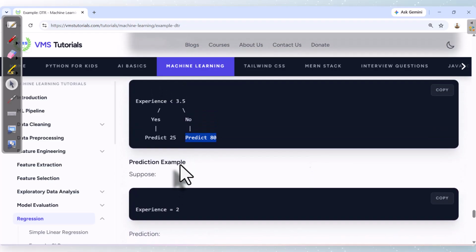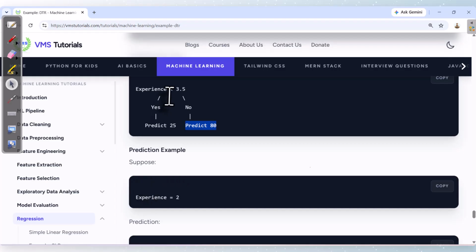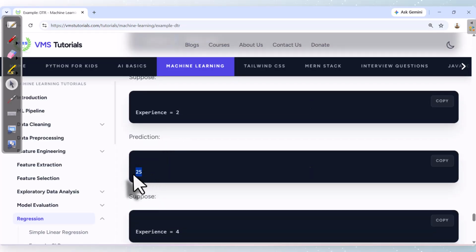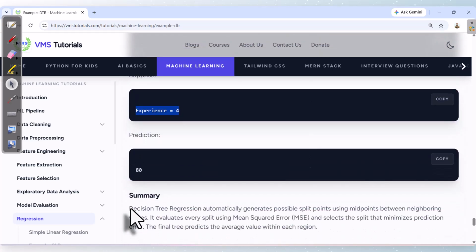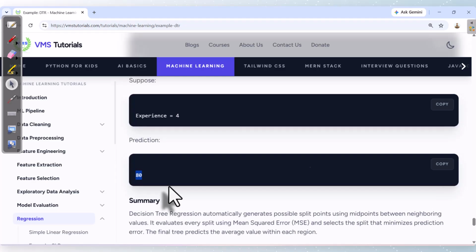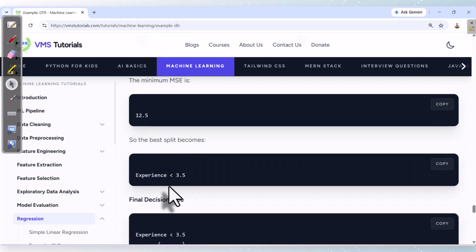Now try to understand, if the experience is 2, what will be the prediction? If it is less than 3.5, then the prediction is 25. So if experience is 2, prediction is 25. If experience is 4, which goes to the right side, the prediction is 80. So like this, we can create a decision tree regression.